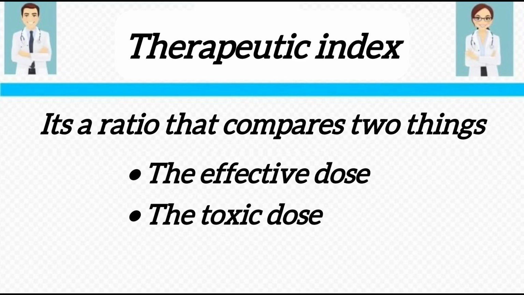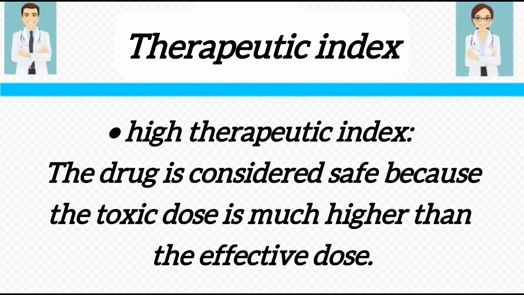For example, there is a high therapeutic index. So the drug is considered safe. Why? Because the toxic dose is much higher than the effective dose. So what does it mean? It means that, for example, the effective dose is 5 mg, so the toxic dose will be some 50 mg or 100 mg. So there is a big difference. So the therapeutic index is high and the drug is considered safe.